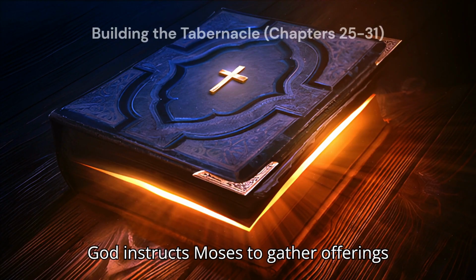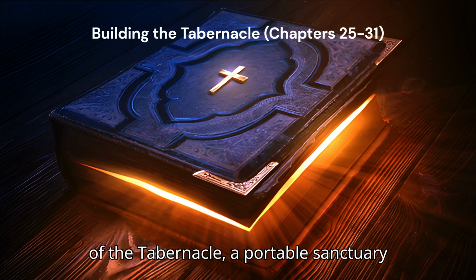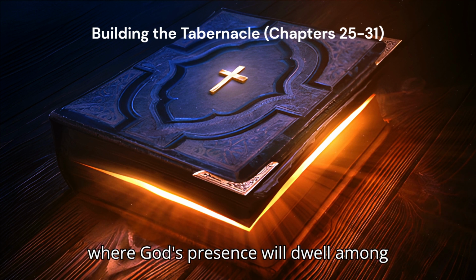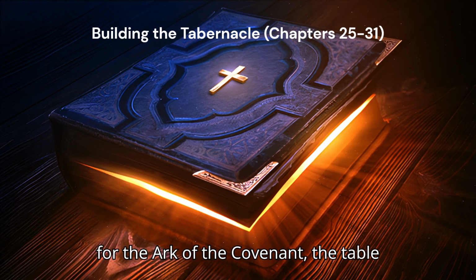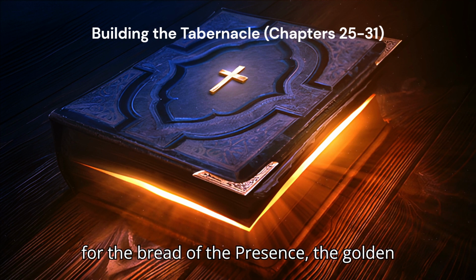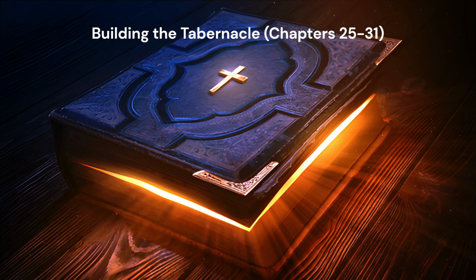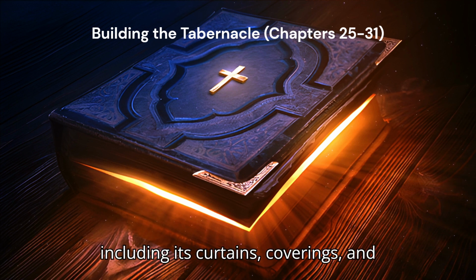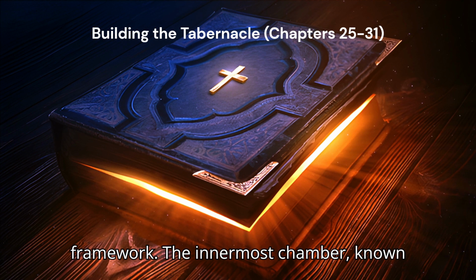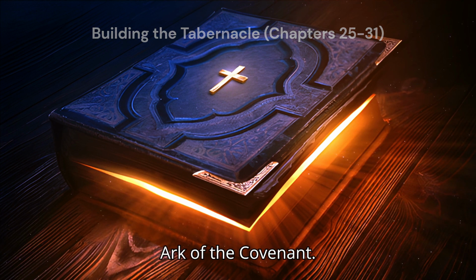God instructs Moses to gather offerings from the Israelites for the construction of the tabernacle, a portable sanctuary where God's presence will dwell among them. Detailed specifications are given for the Ark of the Covenant, the table for the bread of the presence, the golden lampstand, and other furnishings. Instructions are provided for constructing the tabernacle itself, including its curtains, coverings, and framework. The innermost chamber, known as the most holy place, is to contain the Ark of the Covenant.